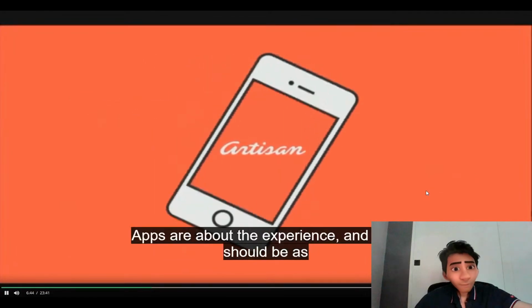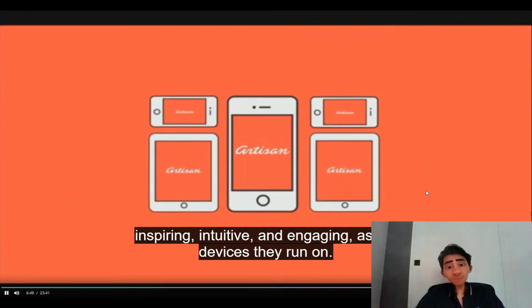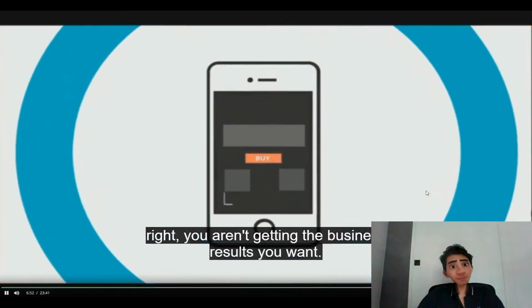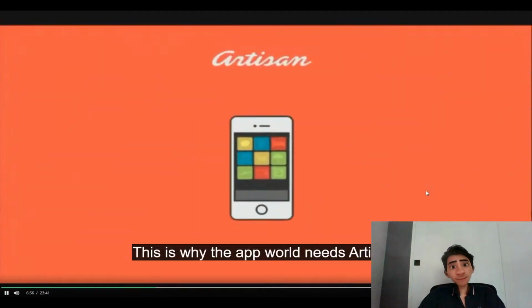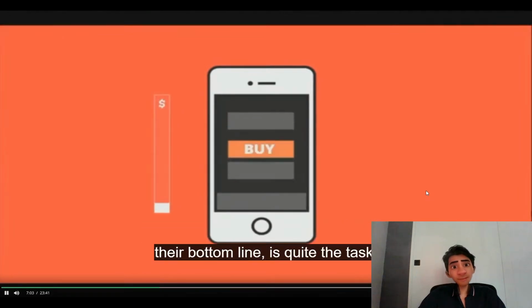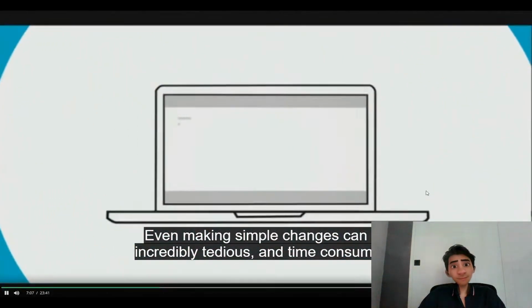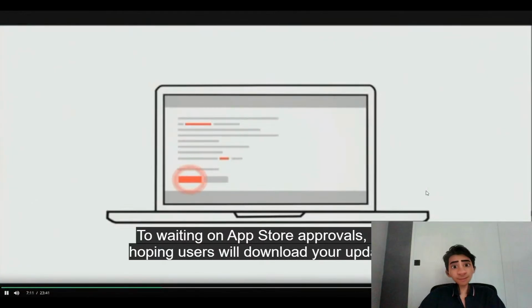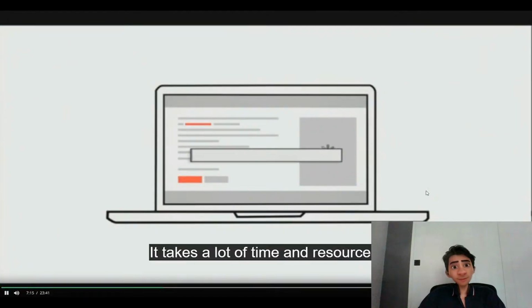Our motto is simple. Apps are about the experience, and they should be as inspiring, intuitive, and engaging as the devices they run on. Chances are, if you aren't getting the experience right, you aren't getting the business results you want. This is why the app world needs Artisan, because without it, the ability for brands to engage with their customers and manage mobile experiences that actually improve their bottom line is quite the task. Even making simple changes can be incredibly tedious and time-consuming. From writing code to compiling and recompiling your app to waiting on App Store approvals and hoping users will download your updates, it takes a lot of time and resources.